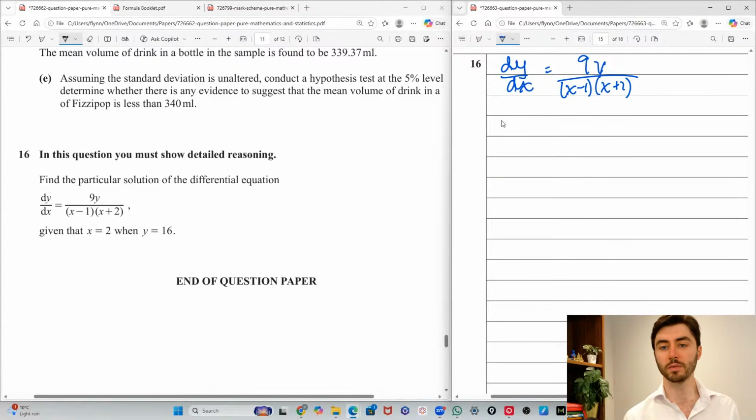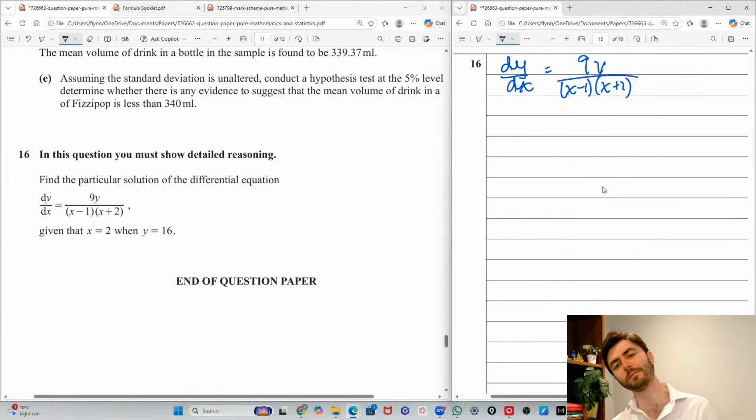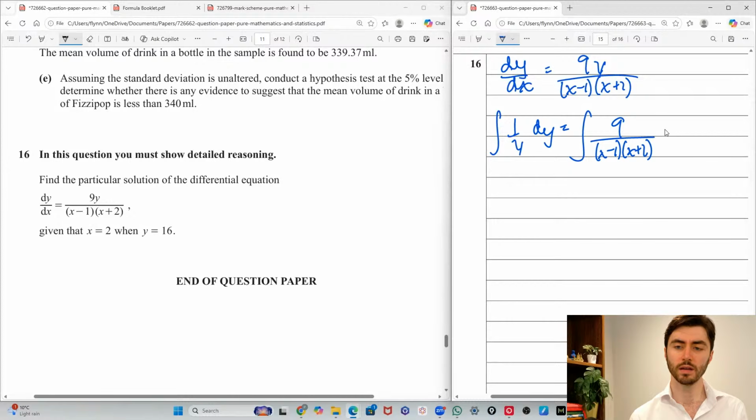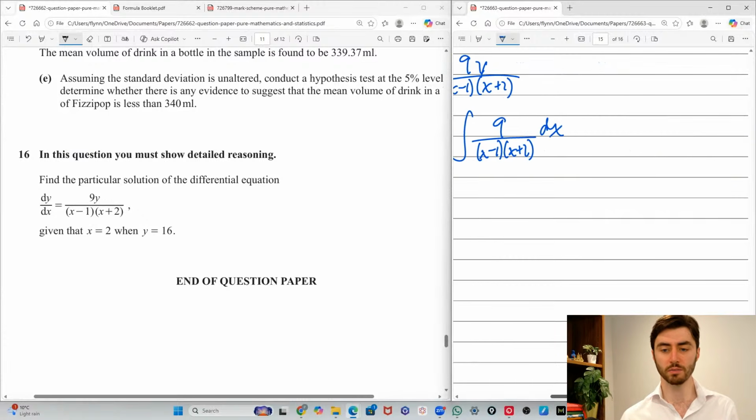This is separable, so I'm going to say, and I'm going to leave. Am I going to leave the 9? Yeah, I'll leave the 9. In general, you want to move as little as possible. So the integral of 1 over y dy equals the integral of 9 over the denominator dx. Left-hand side is obviously ln y. Now, what we're going to have to do is to split this guy out into partial fractions.